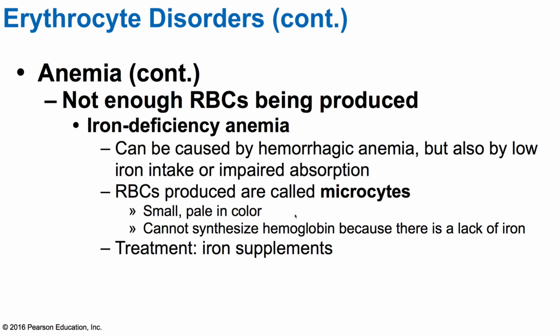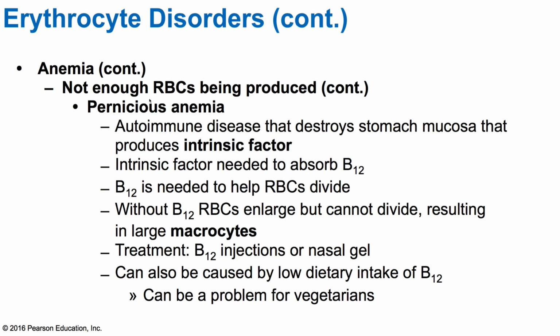Now, how do you correct this condition? Usually, if you give the individual iron supplements, they're able to reverse this condition, and they can have normal levels of hemoglobin again. You can reverse the anemia. Another cause for there not being enough red blood cells being produced could be a lack of vitamin B12 that's available. Now, this is referred to as pernicious anemia.